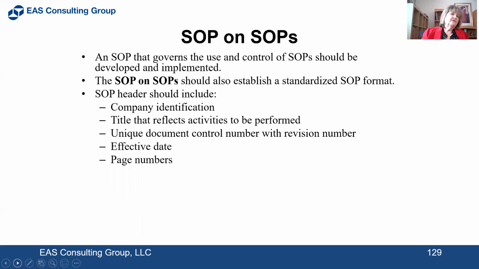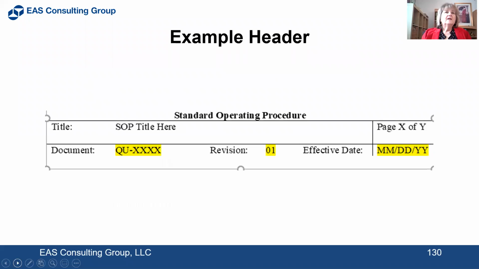The first one you start out with is an SOP on SOPs. An SOP that governs the use and control of all SOPs should be developed and implemented. The SOP on SOP should also establish a standardized SOP format. The SOP header should include company identification, a title that reflects the activities to be performed, a unique document control number with a revision number, an effective date, and page numbers. Here's an example of a header that you could use that would fit all those requirements.